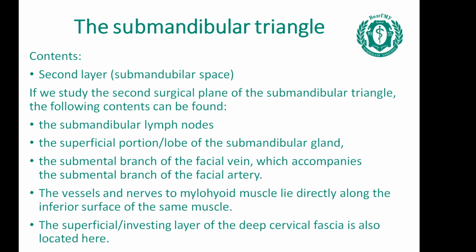The vessels and nerves of the mylohyoid muscle lie directly along the inferior surface of the same muscle. The superficial or investing layer of the deep cervical fascia is also located here.